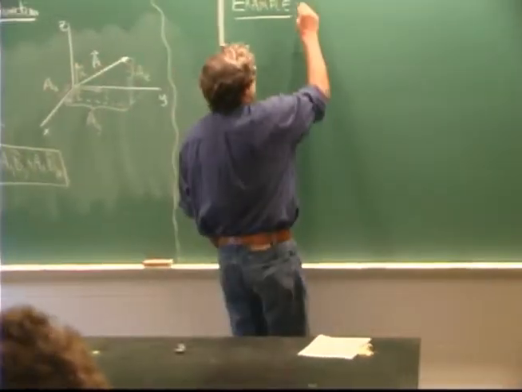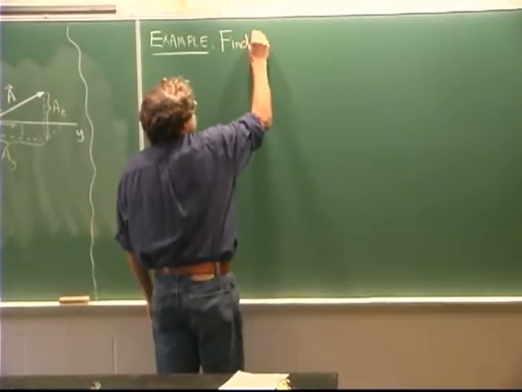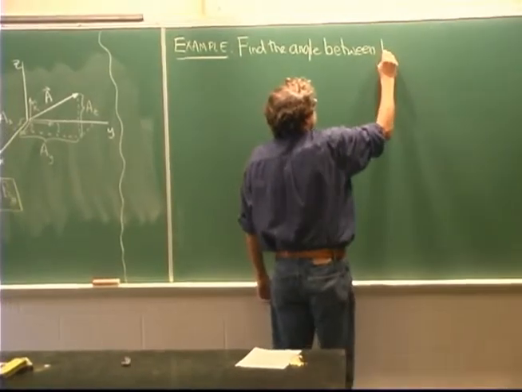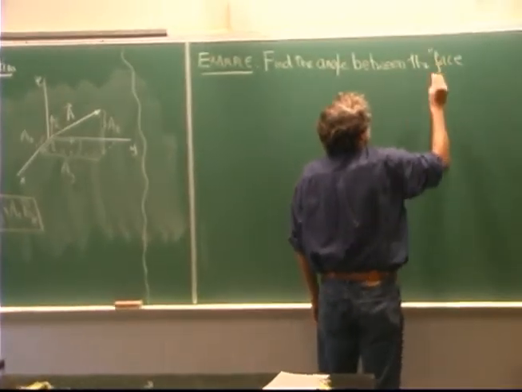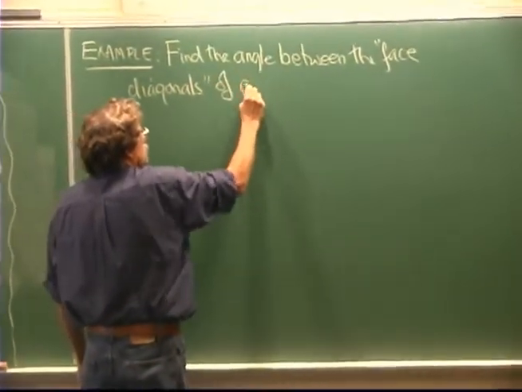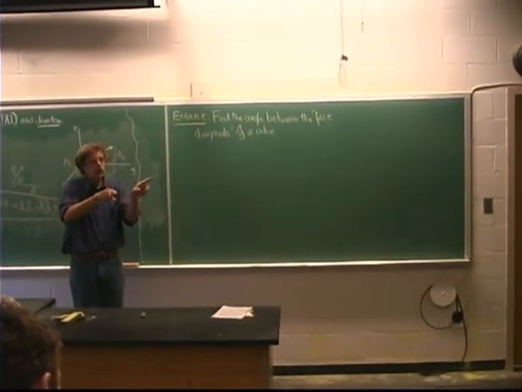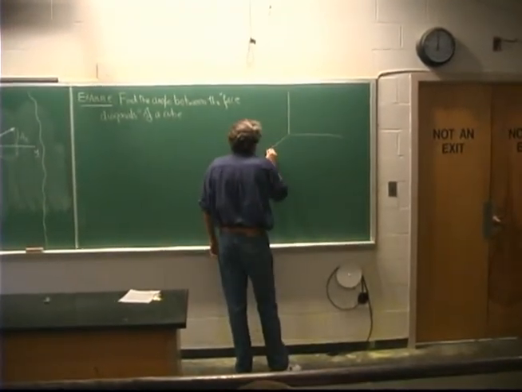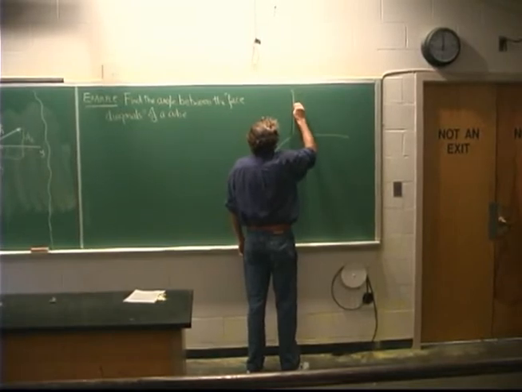Problem. Find the angle between the face diagonals of a cube. I'll tell you in a second what those are. Well, it means take a cube and draw a diagonal across any face. I don't mean a body diagonal going right through the center of the cube, but just across any face. Take two of those from a given corner, and I want to know what the angle between them is. Let me see if I can draw this. Here's the cube.